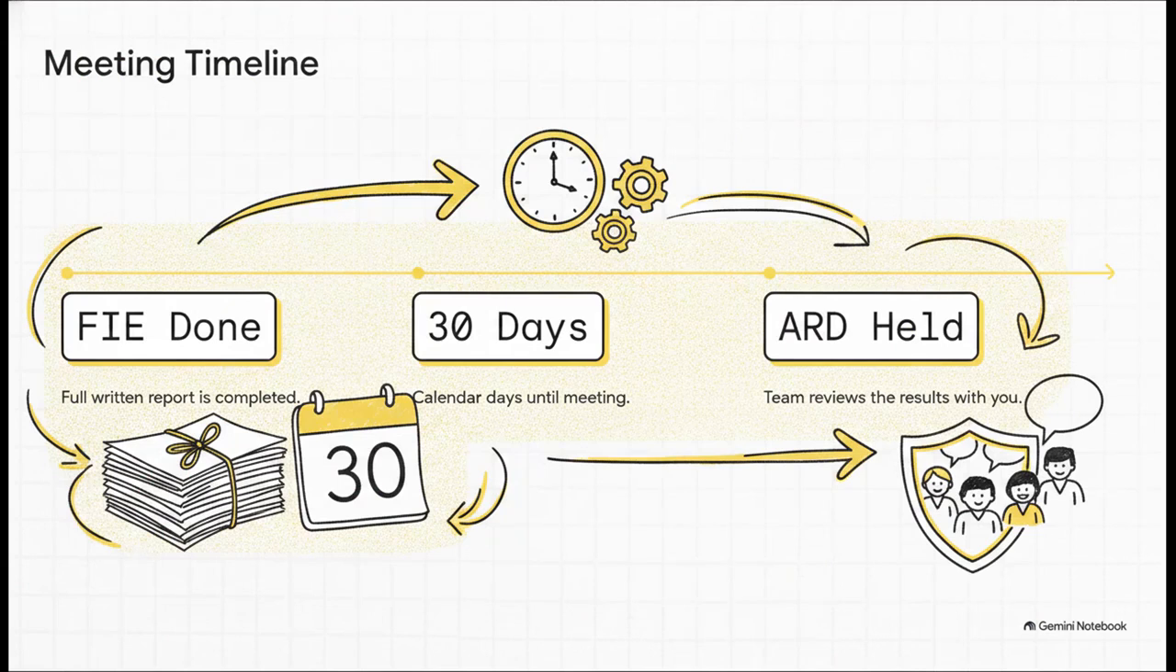So after the FIE is completely done and you've got that huge report in your hands, yet another clock starts. The school now has 30 calendar days to hold that initial ARD meeting. Notice I said calendar days this time, not school days. That's a big distinction. It ensures the team gets together super quickly while all that evaluation data is still fresh, so you can actually start building a solid support structure right away.